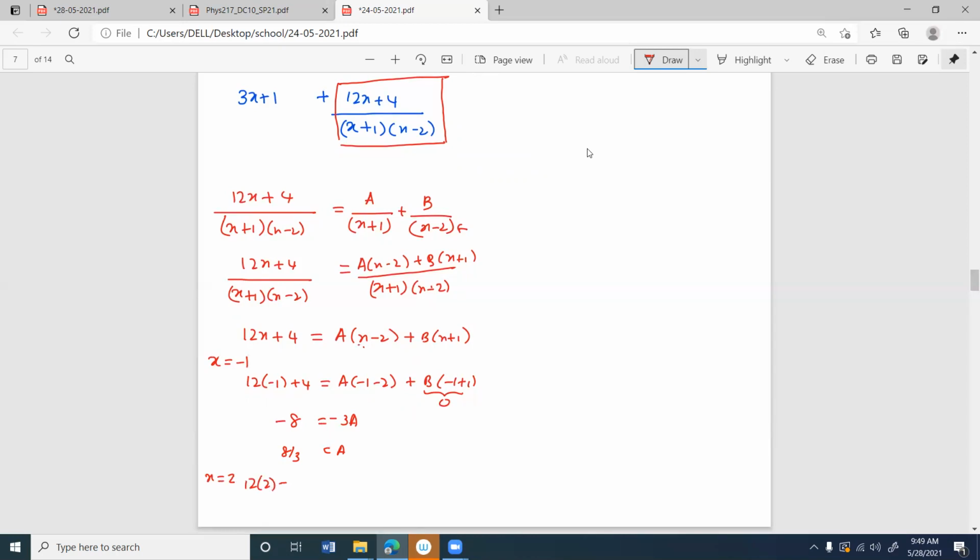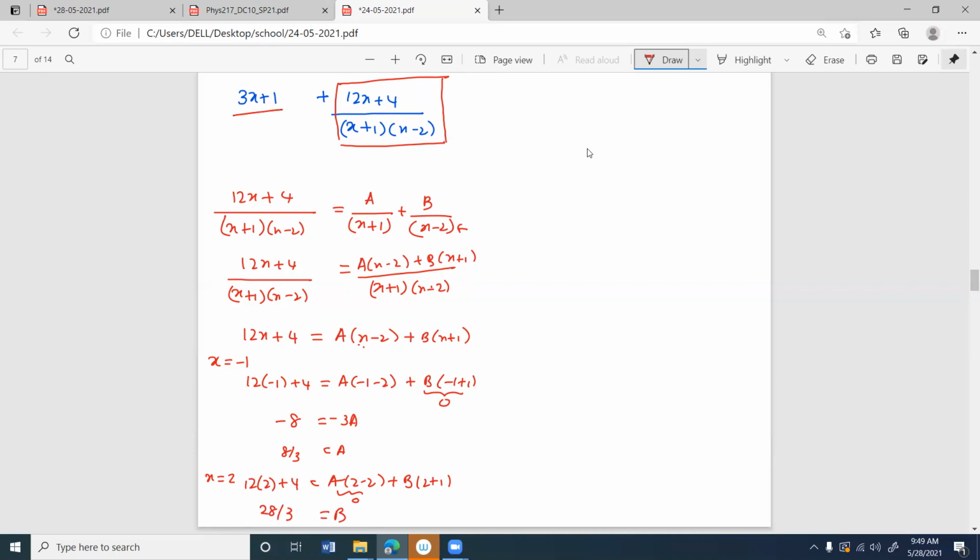12 times 2 plus 4 equals a times (2 minus 2) plus b times (2 plus 1). So this is obviously 0. Therefore, it turns out b is equal to 28 over 3. Right. Then we can write the answer.